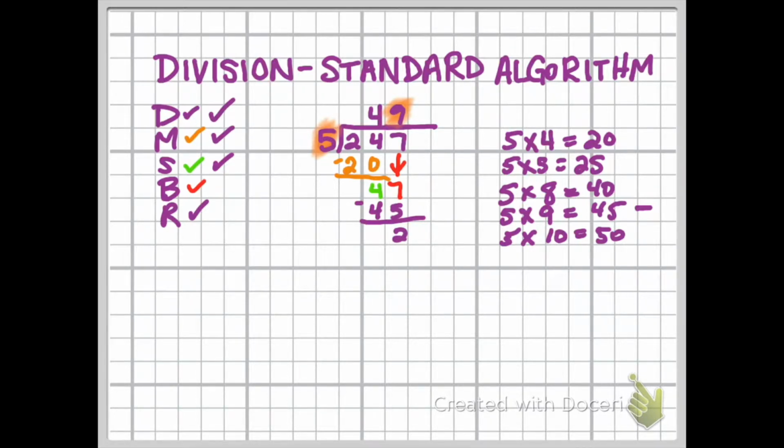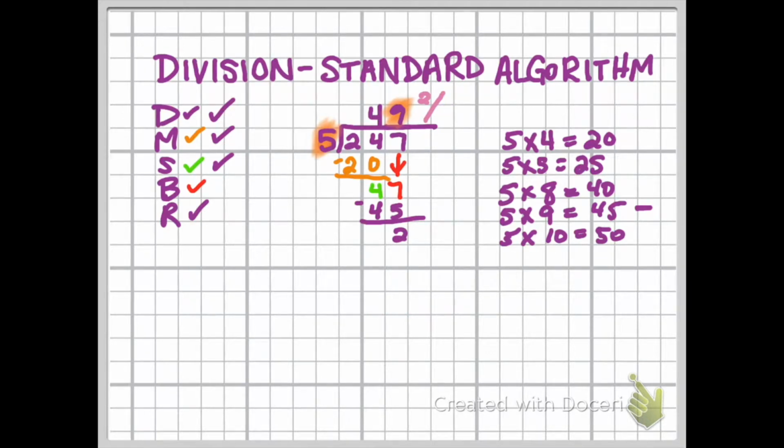So in this case, you would take the 2, which is your remainder, and write it above the 5, because 5 is your total amount of groups that you're dividing into. And 2 was what was left over out of your division problem. So my answer is 49 and 2/5.